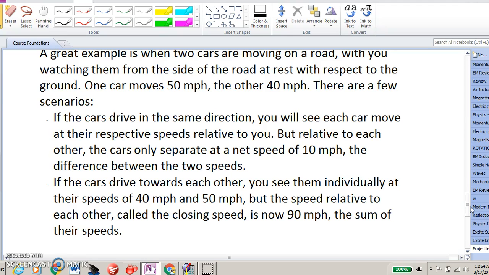Now, if the two cars are moving towards each other, the person on the side of the road sees the closing speed as equivalent to 90 miles per hour at which the two cars are approaching. Or if the two cars start back to back and they drive away from each other, they separate at 90 miles per hour. Okay, the combined speeds. So there's all sorts of weird scenarios you can think of.